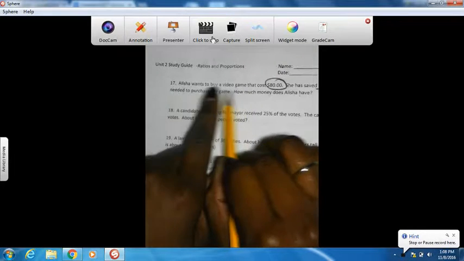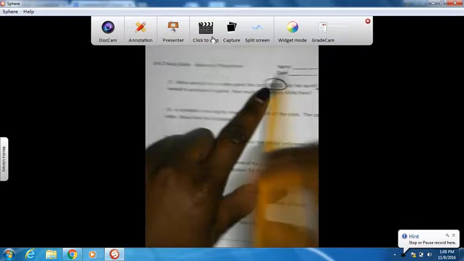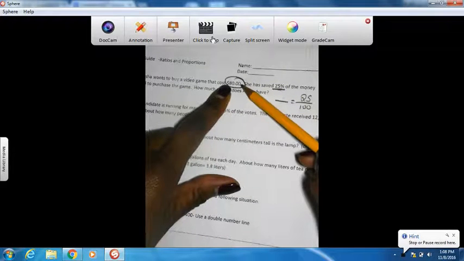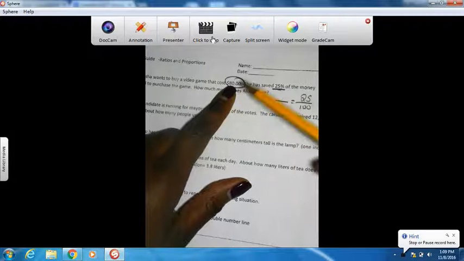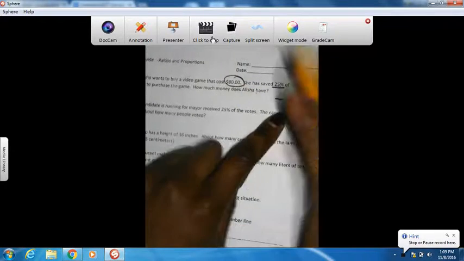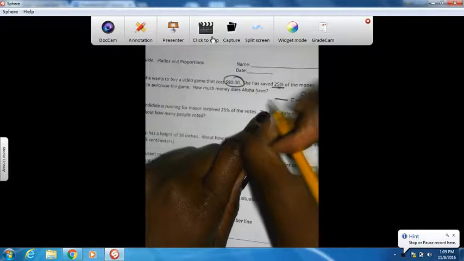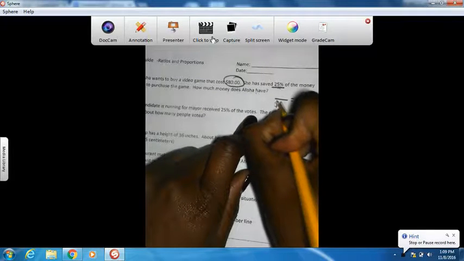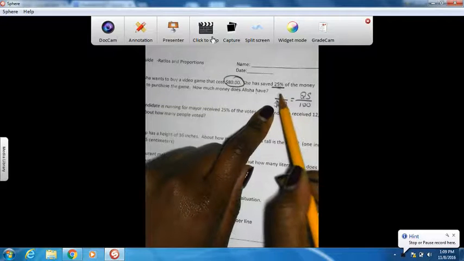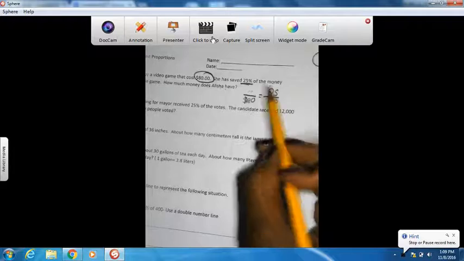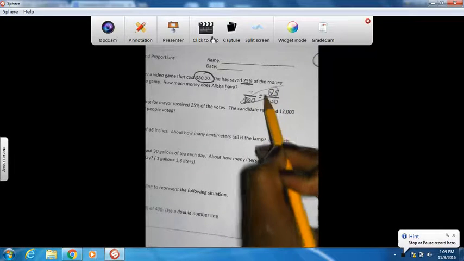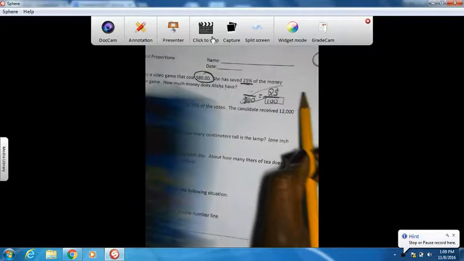Alicia wants to buy a video game that costs $80. Do you think that $80 represents a part of the cost or the whole thing? If you guess the whole thing, you are correct. So we know that the total goes on the bottom. And we're trying to figure out what this part is. So let's go ahead and multiply and then divide.